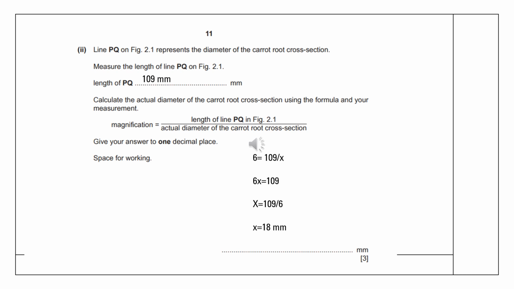So in this case, I have chosen to do it classical math style. So 6 divided by 109 is my actual diameter. So I multiply with 6 on both sides, so 6x is 109. Then I divide by 6 on both sides, which gives me an x of 18, which is then the actual diameter, and I then remember my unit, which is millimeter, and then I get all the points in the exercise. This is how you do it.